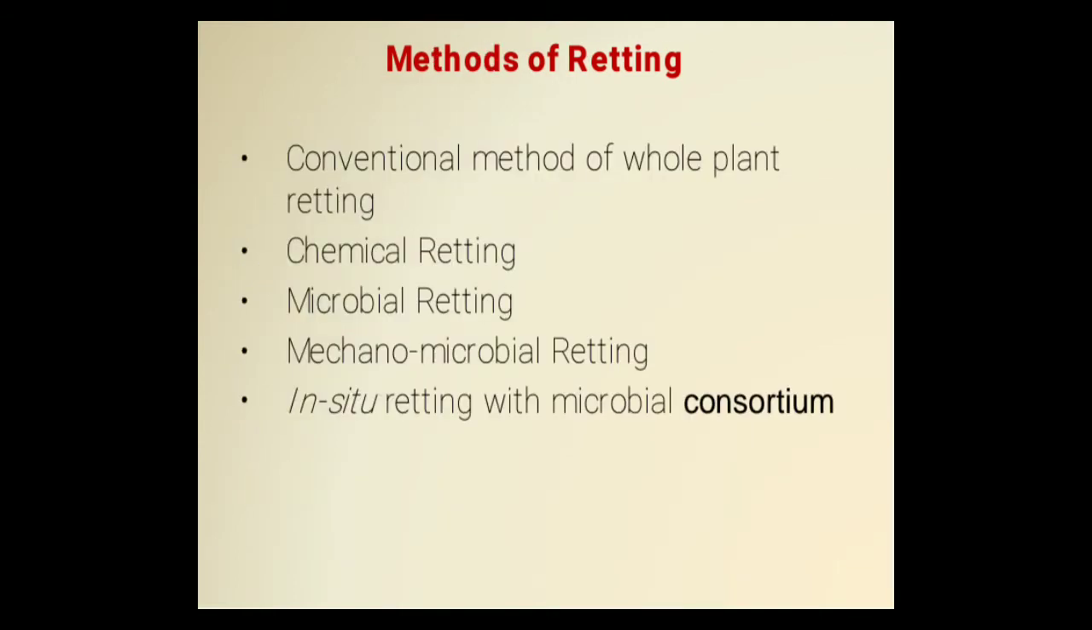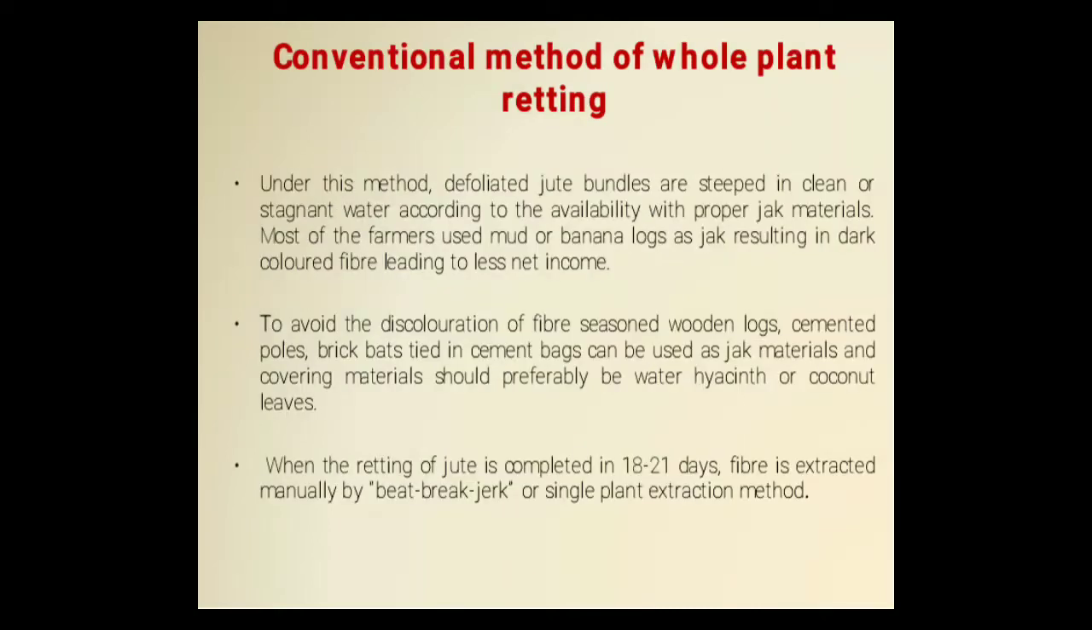There are certain conventional methods of retting, which are very important, and nowadays that is being done. Those conventional methods of retting are whole plant retting, chemical retting, microbial retting, mechanomicrobial retting, and in situ retting with microbial consortium. So these are the 5 important broad classifications of retting by which retting of jute is done. Let's move on to the conventional retting.